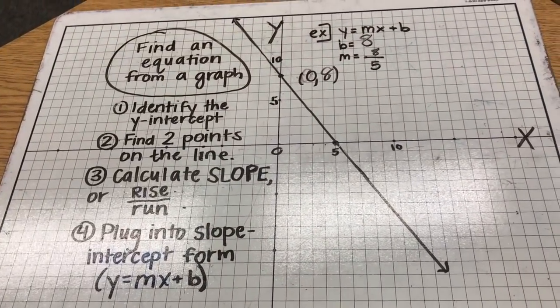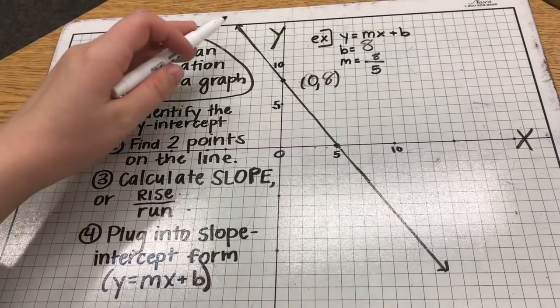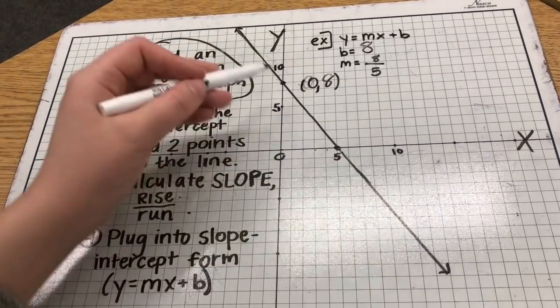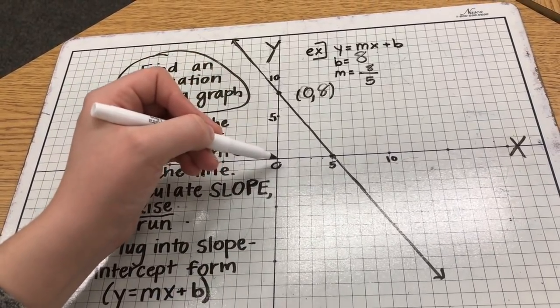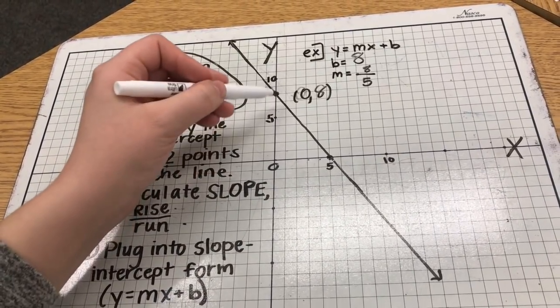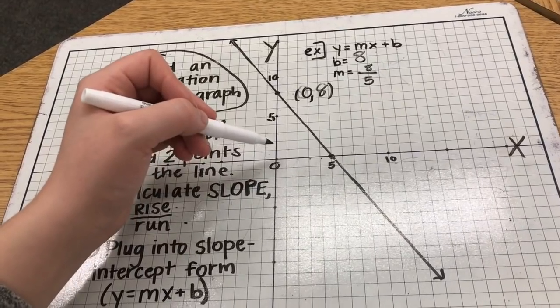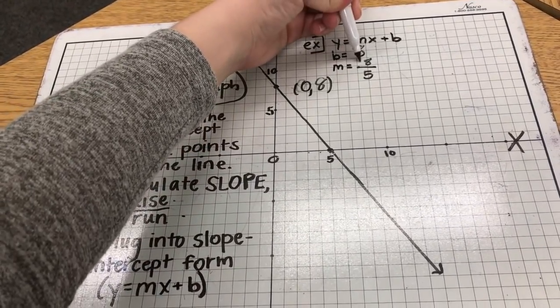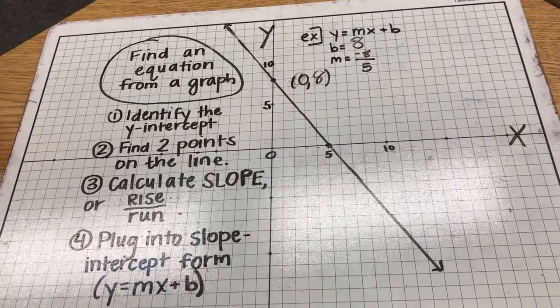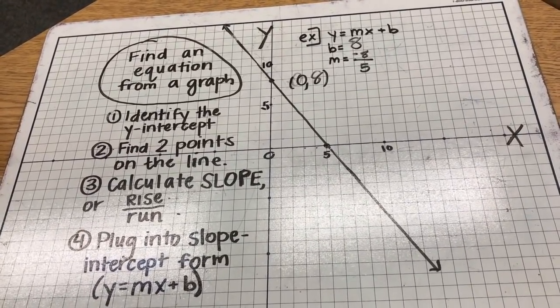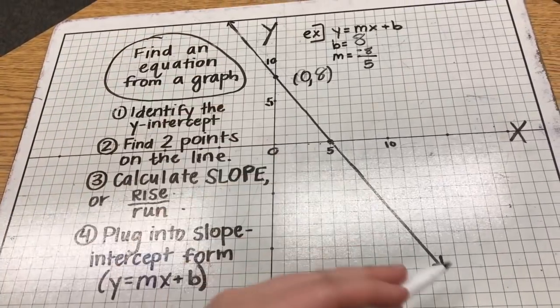Another thing I notice about my slope is that my line is going down. When I went from left to right, I actually had to go down 8. My rise was really a fall, it was a negative. So I'm going to put the negative sign right there, and I know that my slope should be negative because the line goes down from left to right.